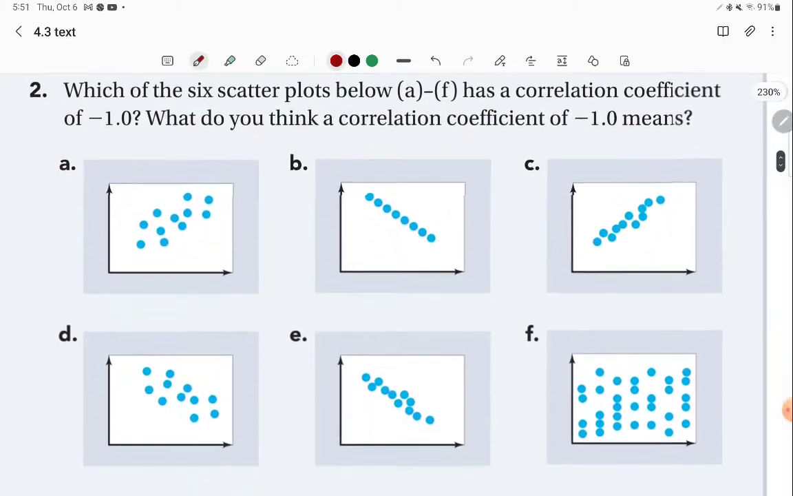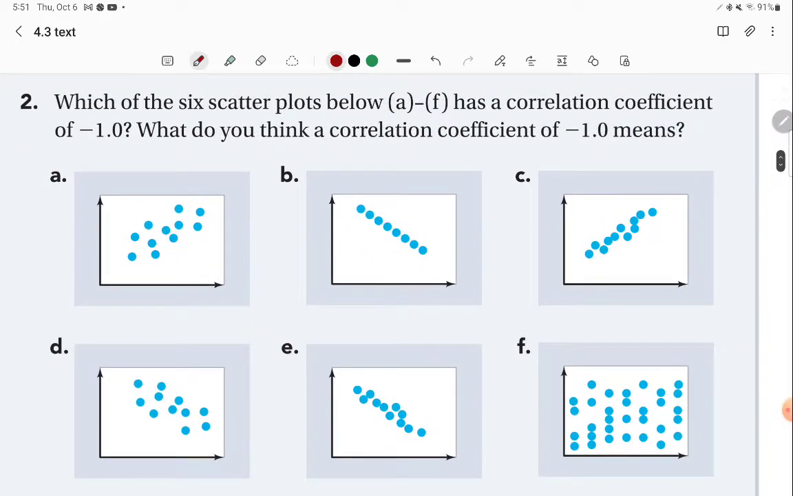All right, so go ahead and use that information to answer 2, which says which of the 6 scatter plots below has a correlation coefficient of -1, and then answer what do you think a correlation of -1 means. Pause the video and try this one on your own, and then come back and see how you did.